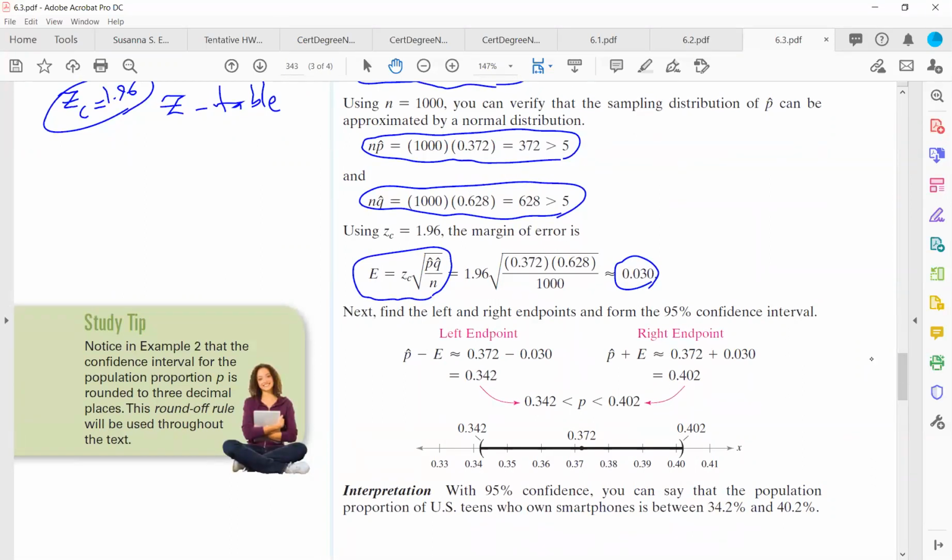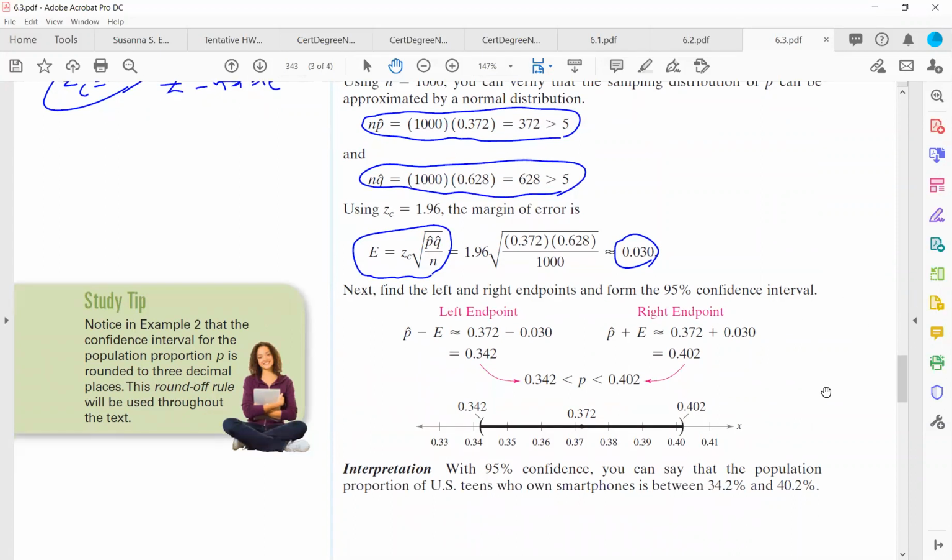Your confidence interval is p hat minus E, p hat plus E. P hat is 0.372 minus E, p hat plus E. So the lower limit and upper limit are 0.342 and 0.402. What's the meaning of that? It means that we are 95% confident that the population proportion of US teens who own smartphones is between 34.2% and 40.2%.